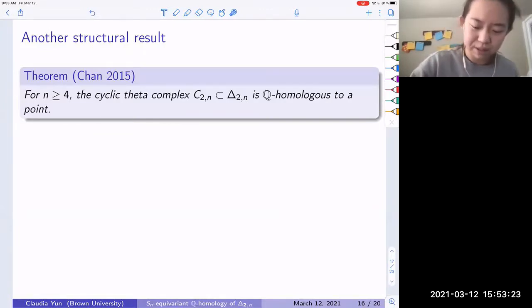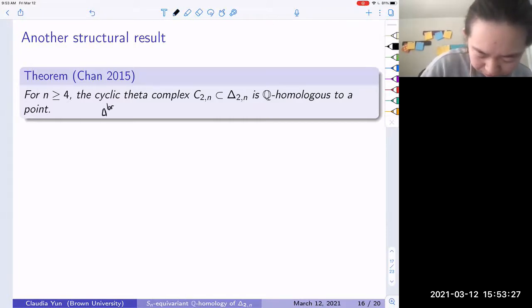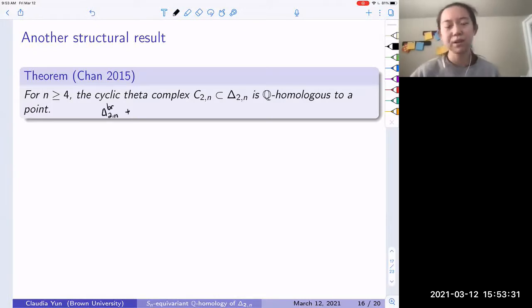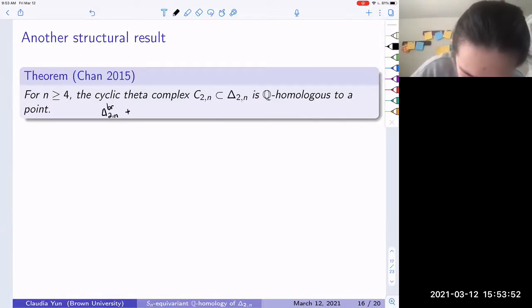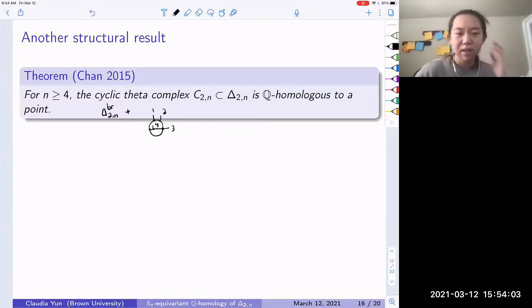the theta graphs. So since earlier we said that outside the bridge locus, we have all these theta types with markings here and there. Well, it also contains those theta combinatorial types where the markings on the theta graph can be found on a single cycle. Some examples would be, if we have 1, 2, 3, and 4, then we see that all these 4 markings can be found on this single cycle. And so this big subcomplex here is Q homologous to a point.